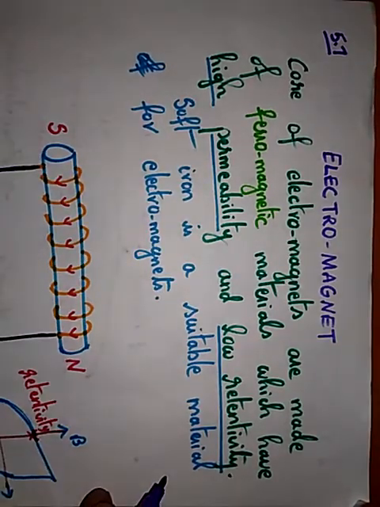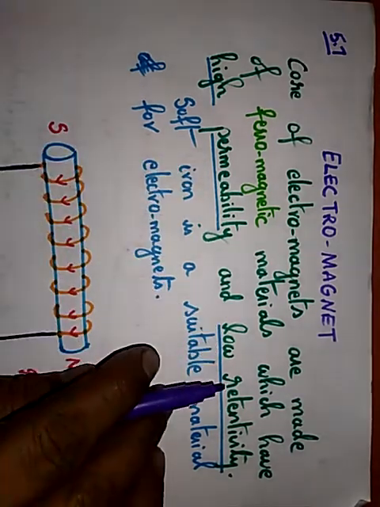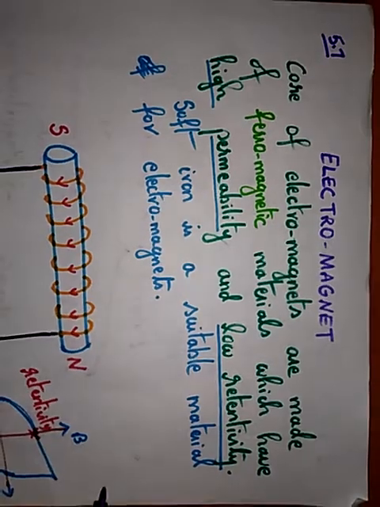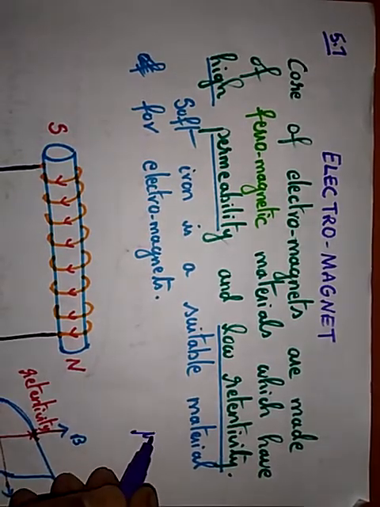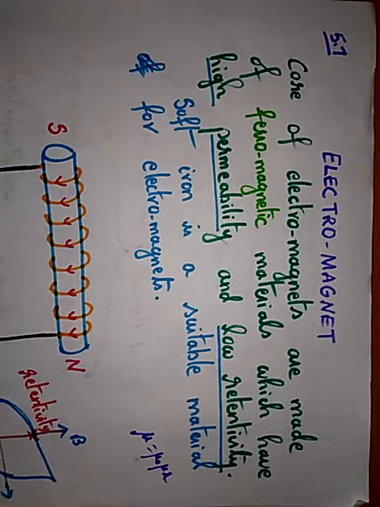We have three types of magnetic materials: diamagnetic material, paramagnetic material, and ferromagnetic material. Ferromagnetic materials usually have high permeability, where mu is equal to mu naught mu r. So the permeability will be very high and the retentivity low.